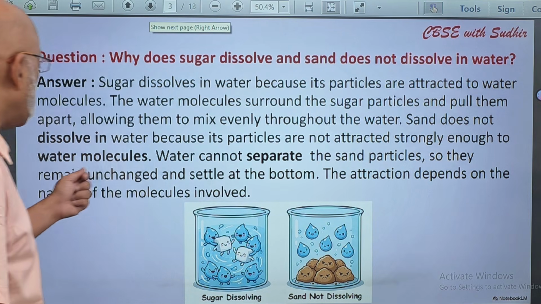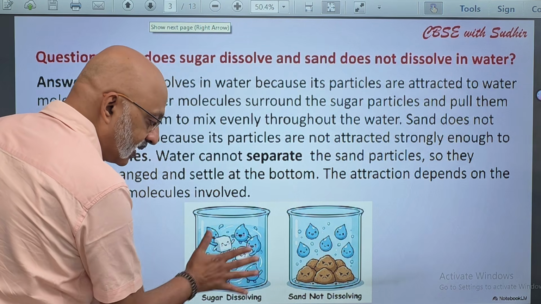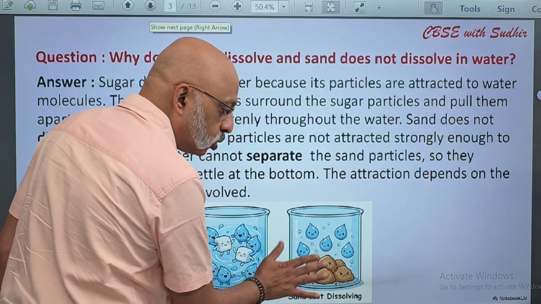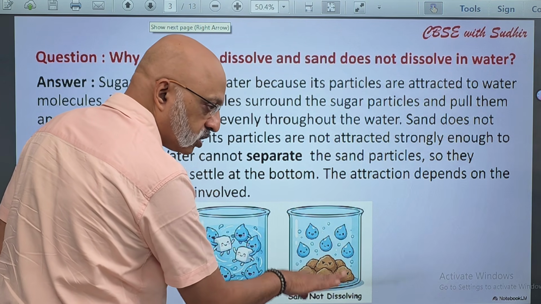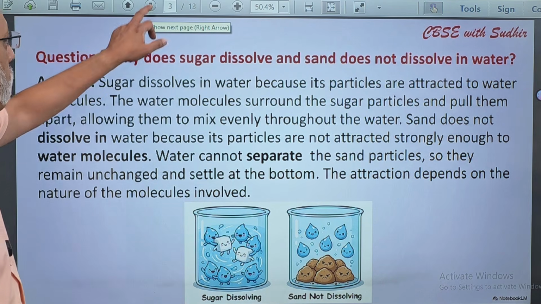The attraction depends on the nature of the molecules involved. So in the case of sugar, there is an attraction. In the case of sand, there is no attraction, which is why sand is not dissolved and it deposits at the bottom, whereas the sugar dissolves in the water.